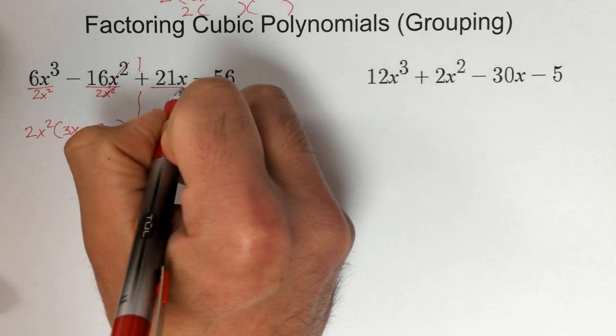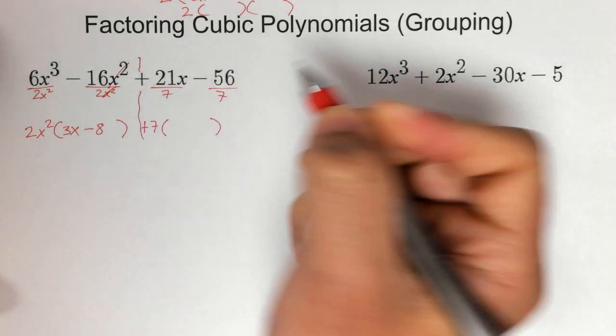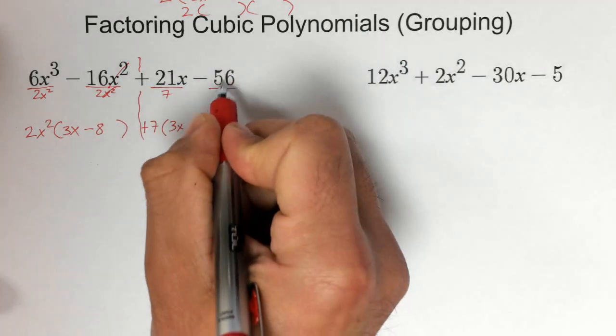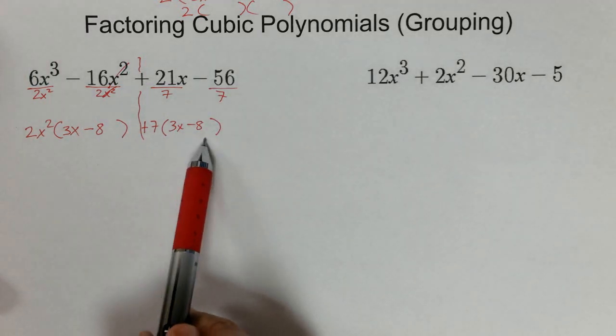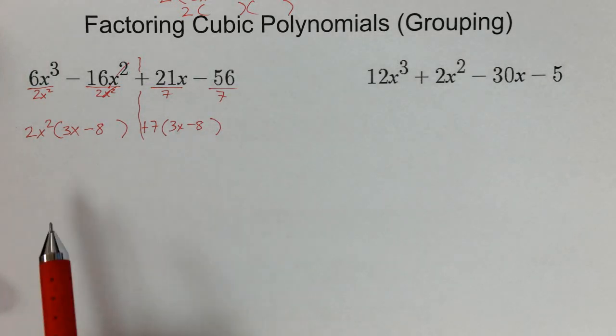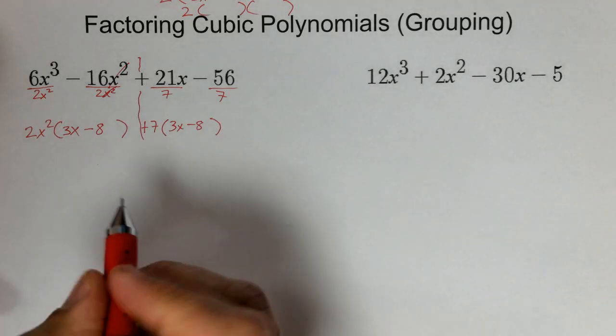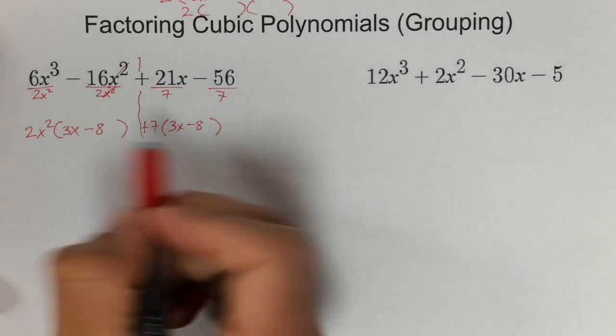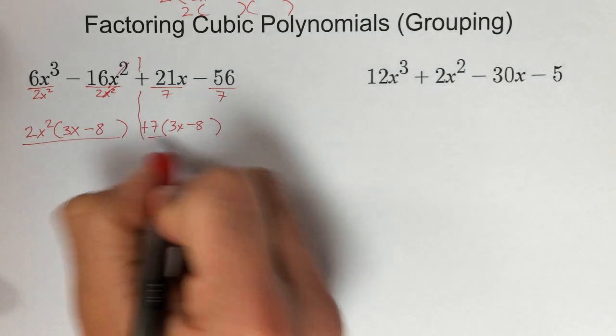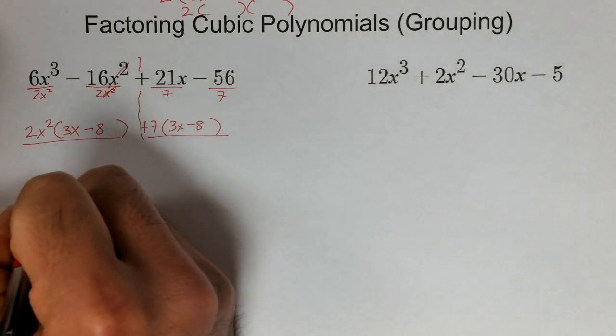So when I divide the left by 7 and the right by 7, I get 3x and then negative 8. Notice how we have the parentheses the same for both groups. We're always going to get that, okay? So the first thing I do is I take, what do these 2 groups have in common? Well, the left and the right both have 3x minus 8 in common.